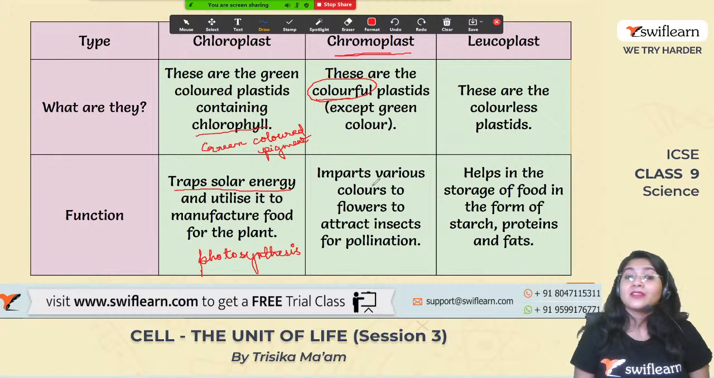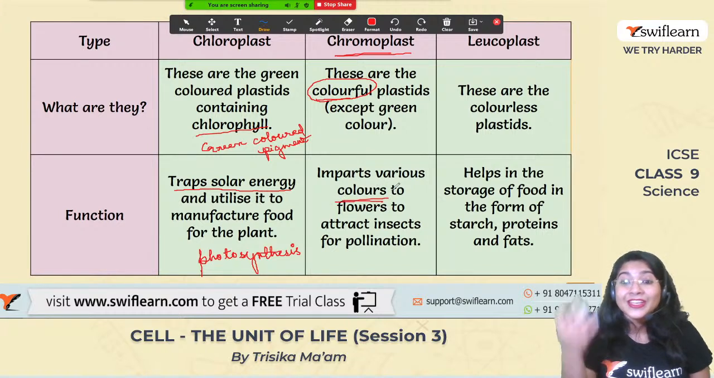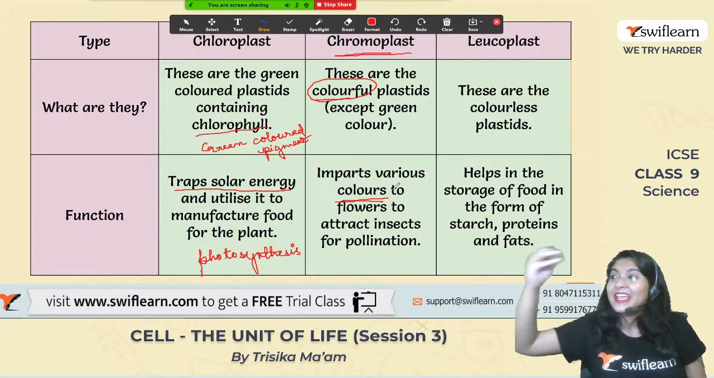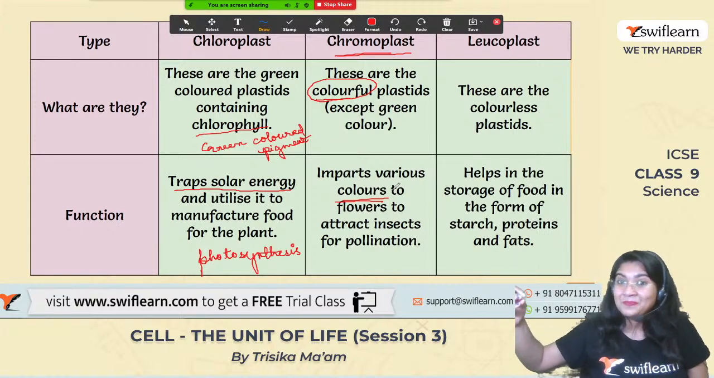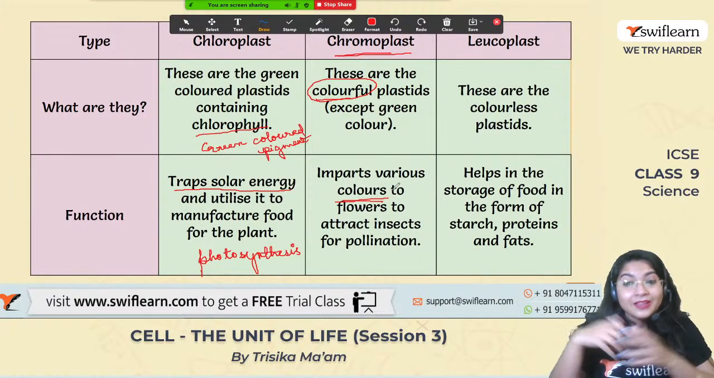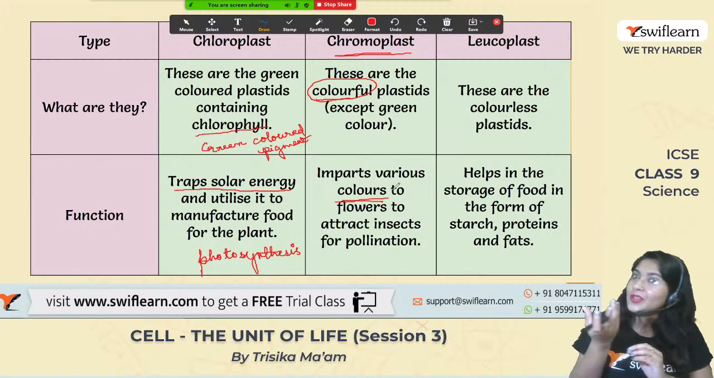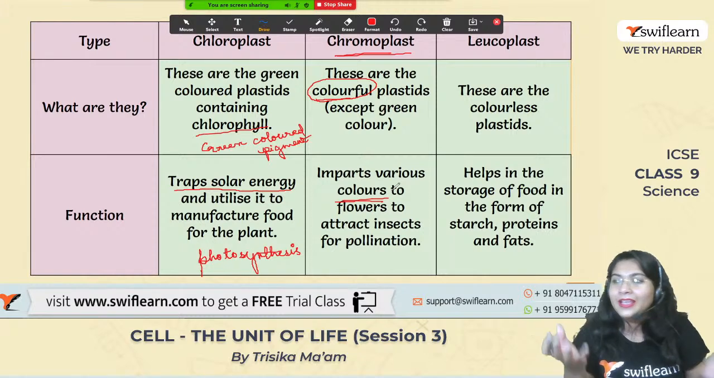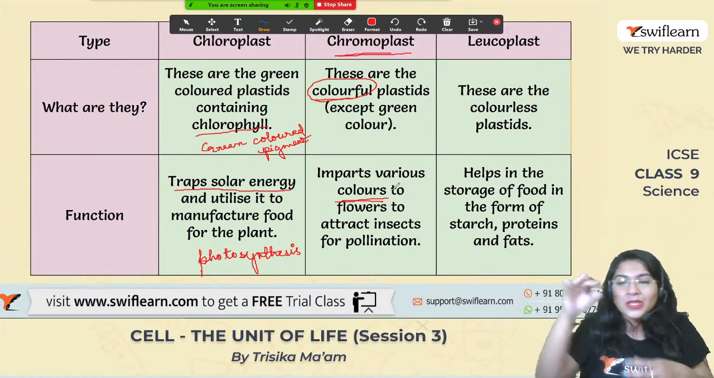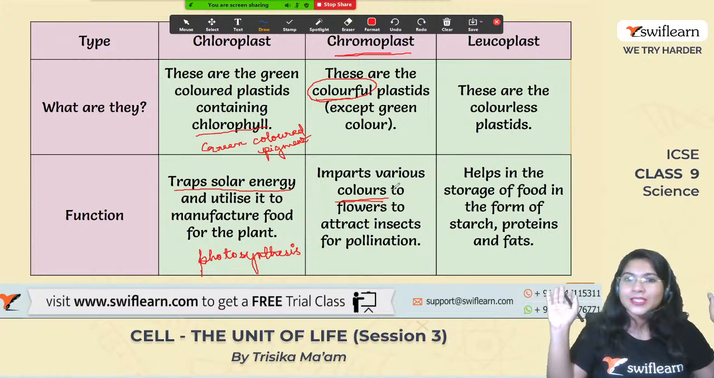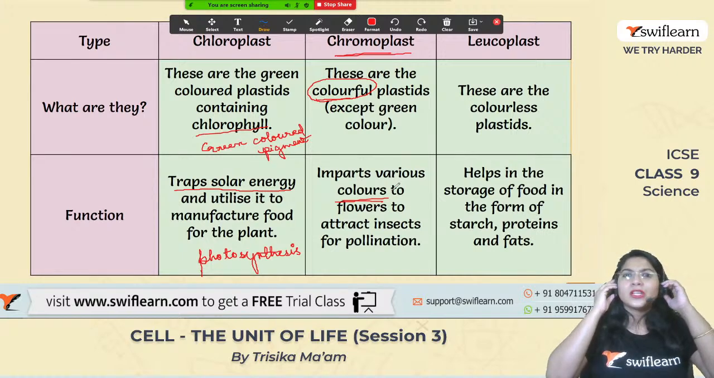Now they impart the various colors. Why? To attract the insects, so that the insects will come and sit on it. They will feed on the nectar of the flower, and then go to another flower for feeding on the nectar. In the meantime, the pollen grains stick to their wings or legs, and whenever they go to the other flower, they carry the pollen grains with them, and the pollen grains are transferred to the stigma of the other flower, and the whole process of pollination is done. As you already know, what is pollination?